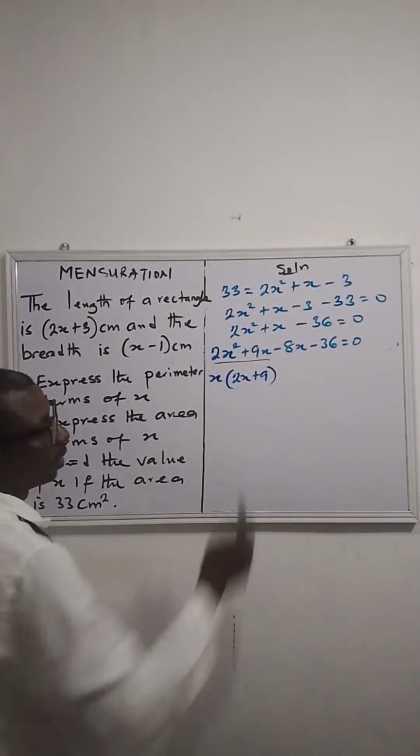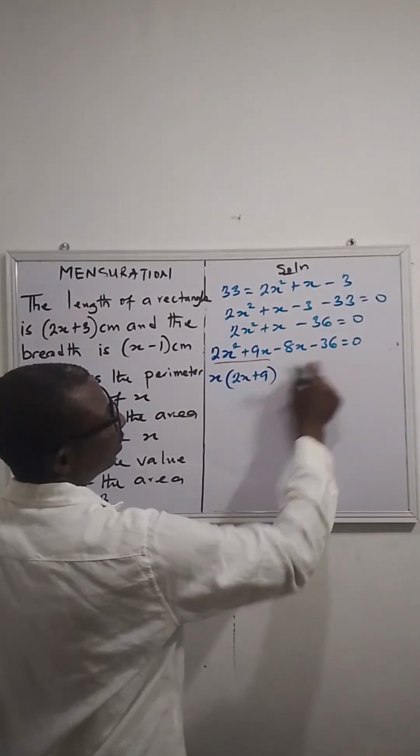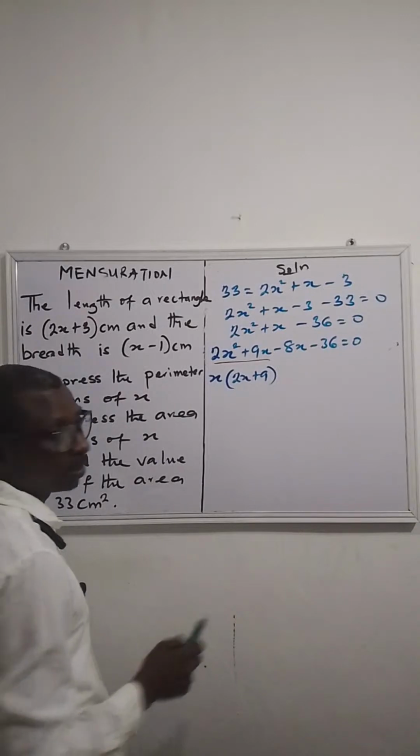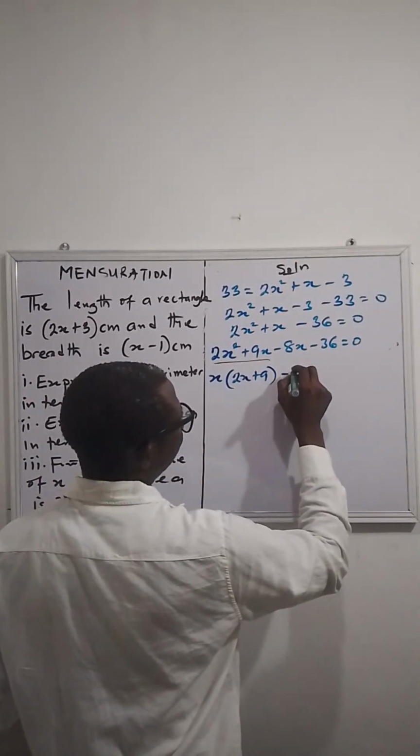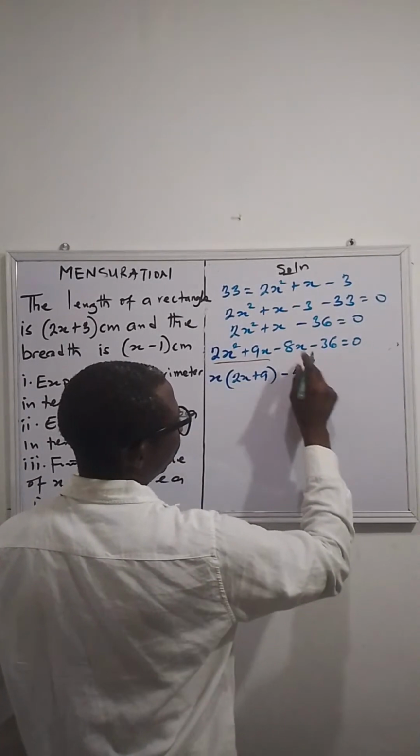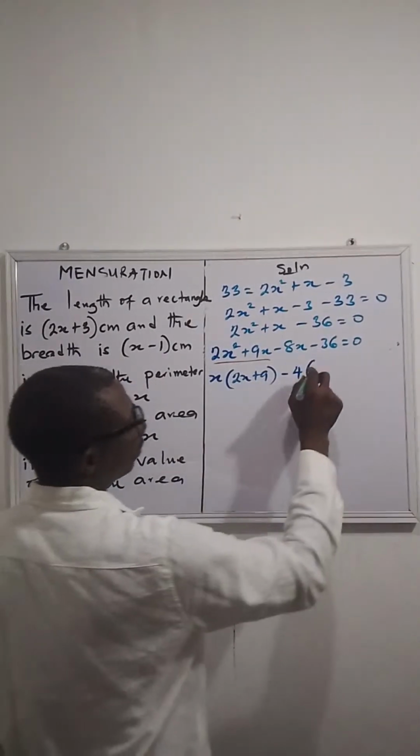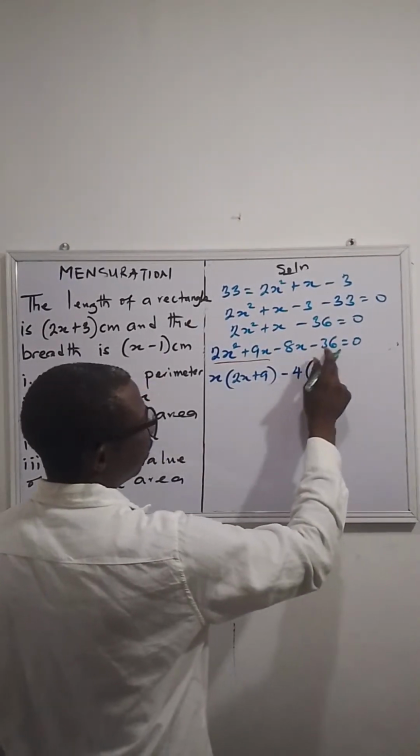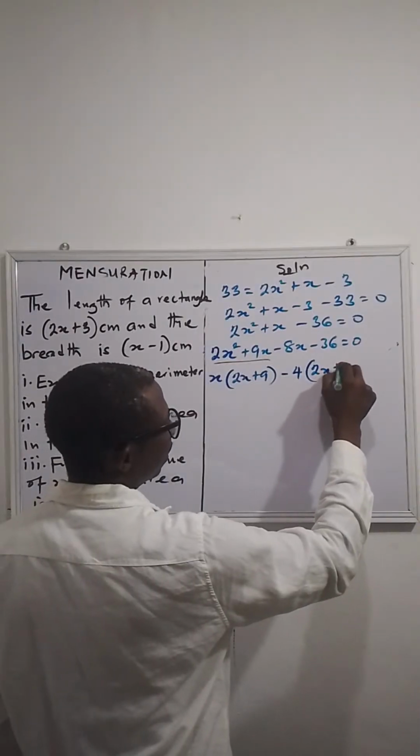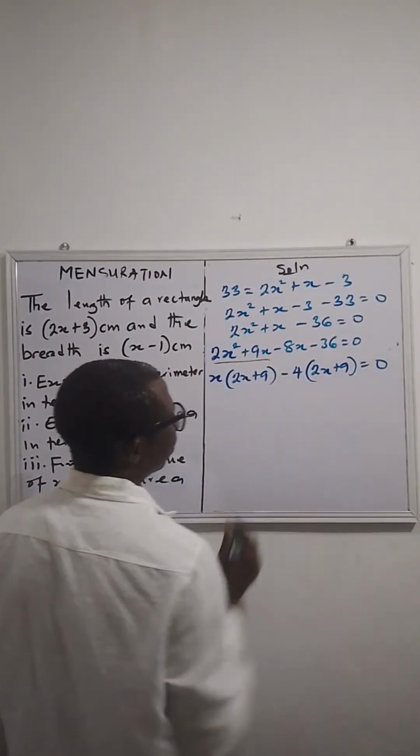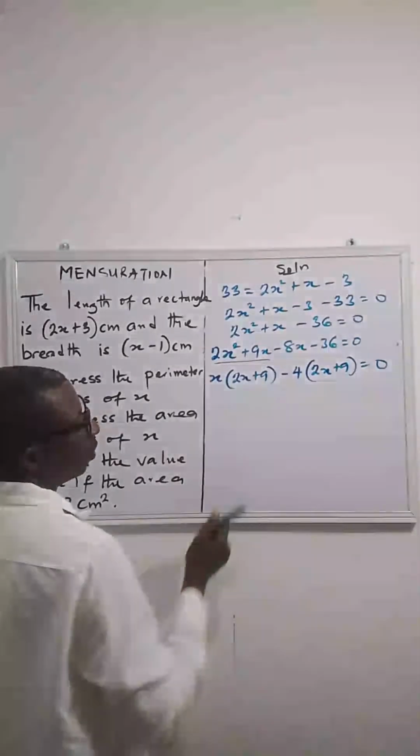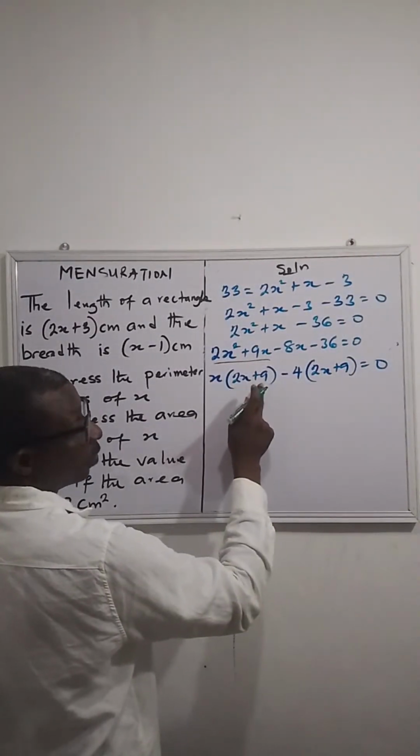All right, so now let's look at this. What is the GCD here? That's going to give you negative 4. So when you divide this by negative 4, you have 2x. When you divide this by negative 4, you have plus 9 equals 0. All right, so now you can factor out 2x plus 9.